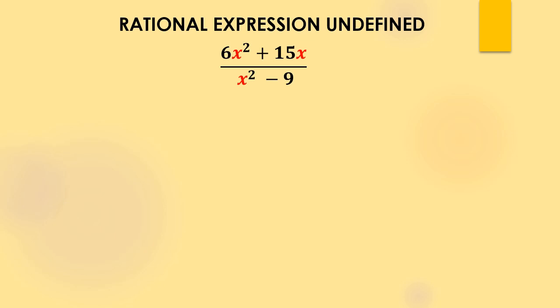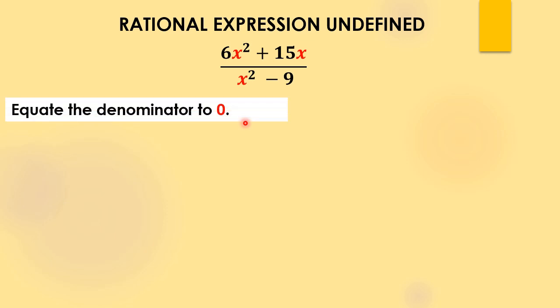Alright. I have here another rational expression, 6x squared plus 15x over x squared minus 9. So first, let us find the restricted value of x. In order to find the restricted value of x, let us equate the denominator to 0. Our denominator here is x squared minus 9.